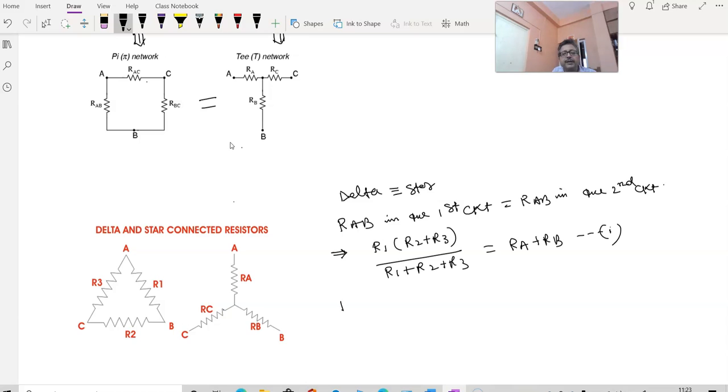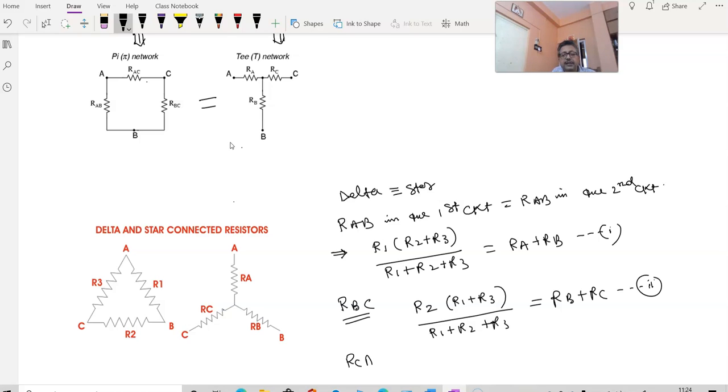Similarly, if we compare RBC, the BC part, then what will be the equivalent resistance between B and C? R2 is in parallel combination with the series combination of R1 and R3. So R2 into R1 plus R3, divided by the sum of these three, taking in the same order as the previous one. This is going to be RB plus RC. Let this be number 2.